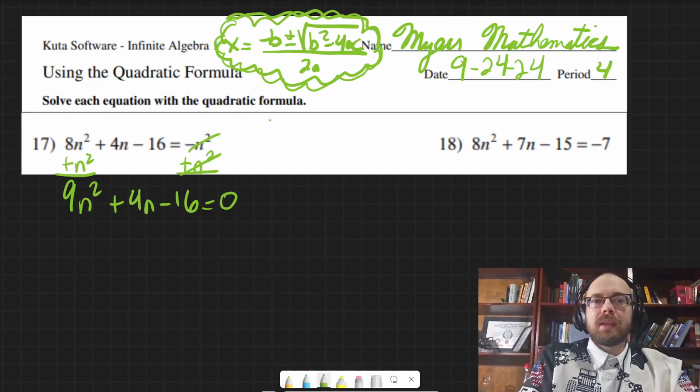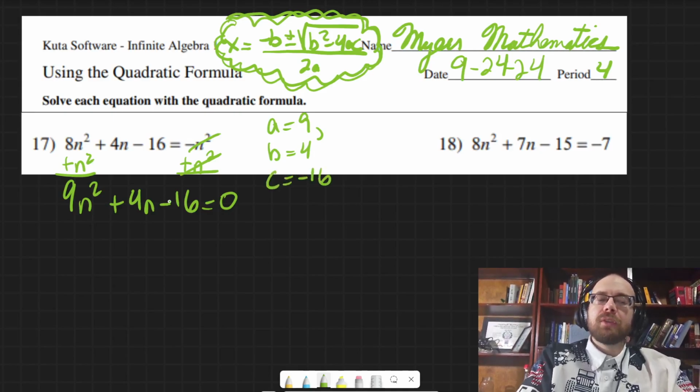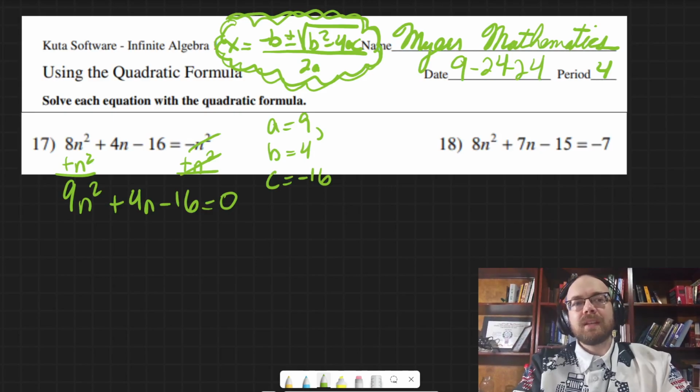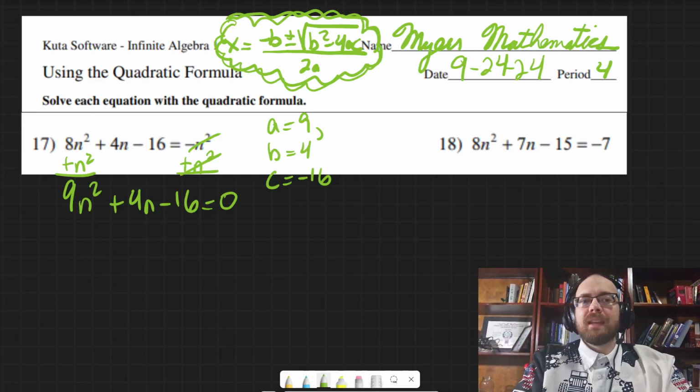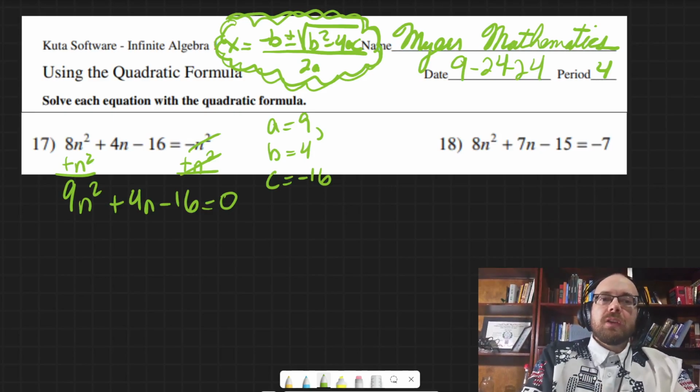And then we can say what a, b, and c are. So a is 9. B is 4. C is negative 16. You have to include the minus sign. If it's a minus, then you have to include that as a negative. So if I were to rewrite it, I would say 9n squared plus 4n plus a negative 16. That's just how it works. So anyways, we have our a, b, and c.